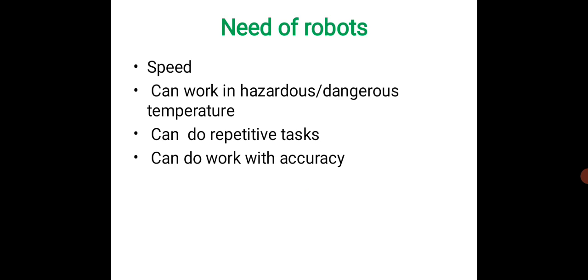So why do we need robots? One thing is speed. A man cannot work at that much speed, but the robots can. And certain places human beings cannot enter, which may be hazardous or have dangerous temperature. In those places, robots can be deployed. And suppose we want to do any repetitive task, normally the human being will get bored of it. So we can do the repetitive task with accuracy using robots. Similarly, for any work with accuracy, we can rely on the robot.